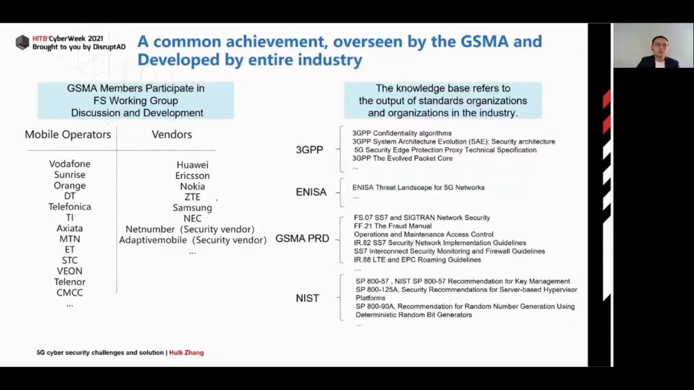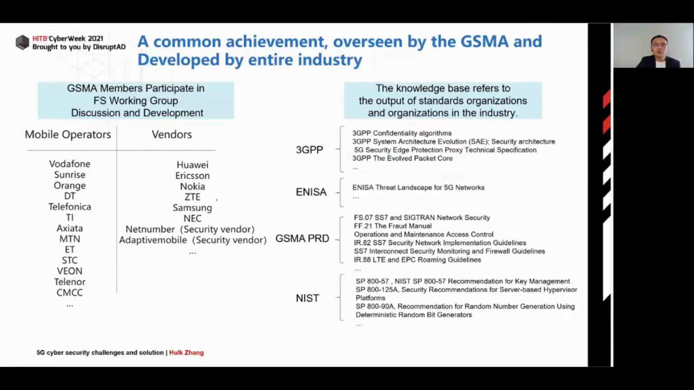It involves mobile operators and vendors. For example, operators such as Vodafone, Sunrise, Orange, Telefonica, Axiata, and so on. And vendors like Huawei, Ericsson, Nokia, ZTE, Samsung, NEC, they joined. And also some security vendors participated, such as Net Numbers, Adaptive Mobile.